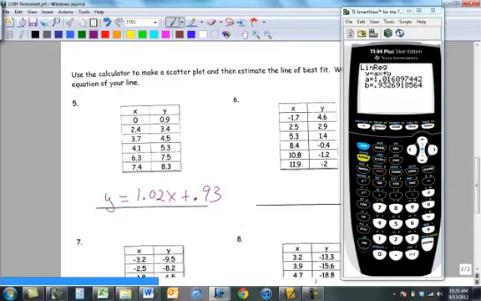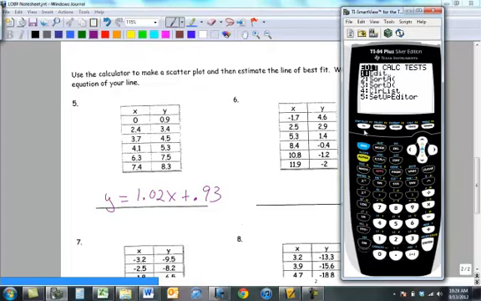Here's the thing. I want you to go to Stat. Oh, excuse me. I'm sorry. We're going to go to y equals, and I want you to turn your plot on. Go up to Plot and press Enter. And our plot is going to be on.